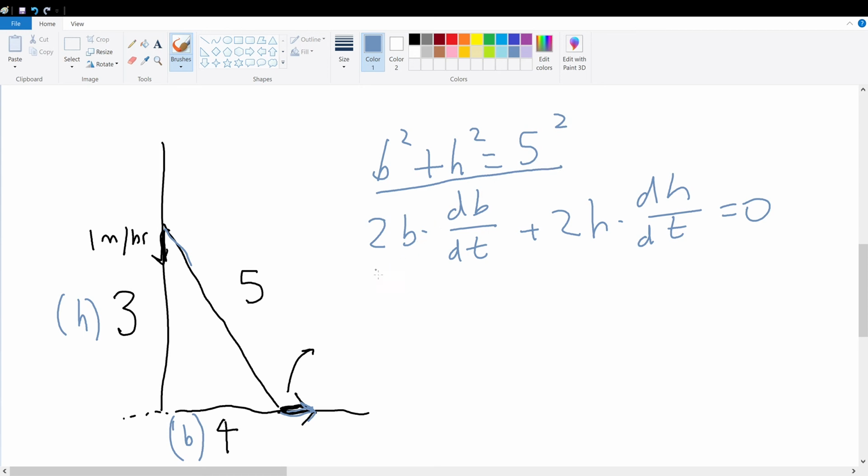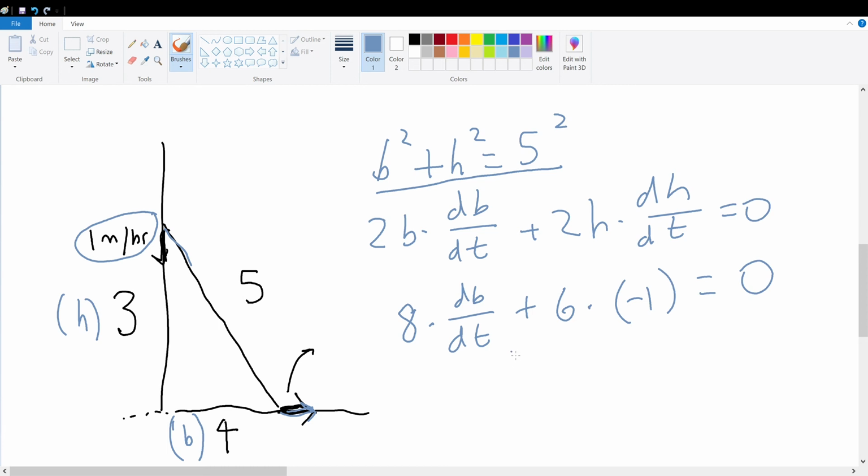Now we can just plug in our variables. When the base is 4, that would be 2 times 4, which is 8, times db over dt, which is what we're trying to solve, plus 2 times h, which is 2 times 3, 6, times dh over dt. It tells you already it's 1 meter per hour, so that will be just 1, but since it's sliding downwards, that would be -1, which is equivalent to 0.